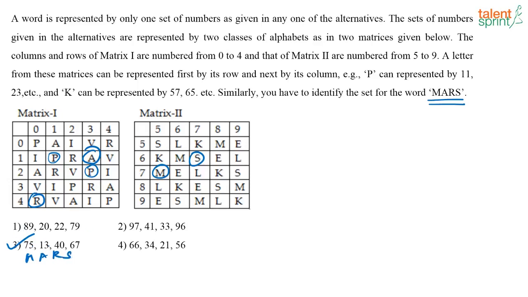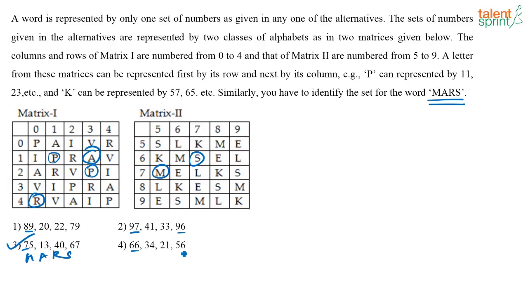For such questions, sometimes you can eliminate options directly when you cross check, but here, I think 89 stands for M, similarly 97 also stands for M, 75 stands for M, and 66 also stands for M. So if you cross check with each number, you are not able to directly eliminate anything. You have to do a trial and error method only.